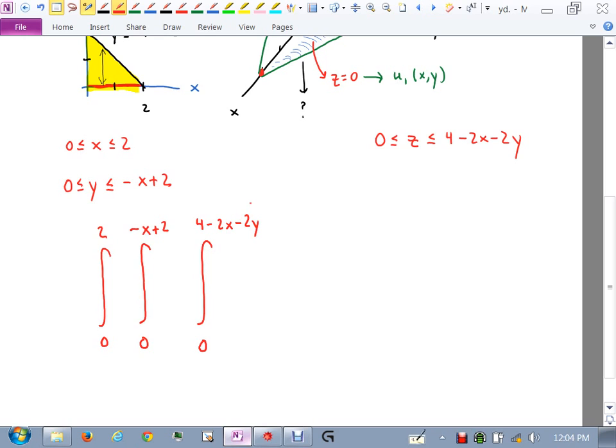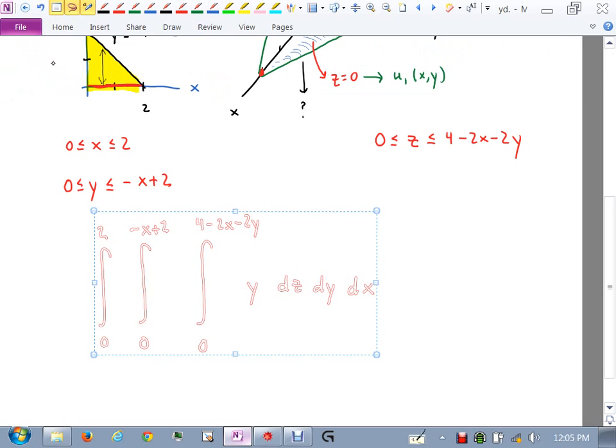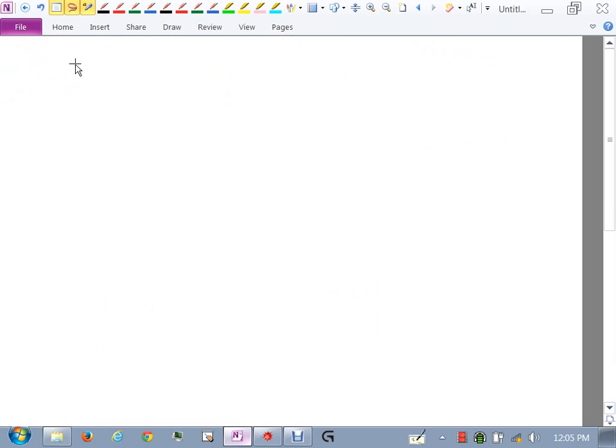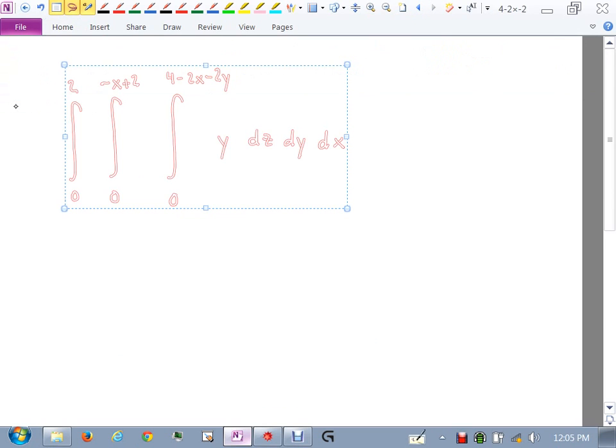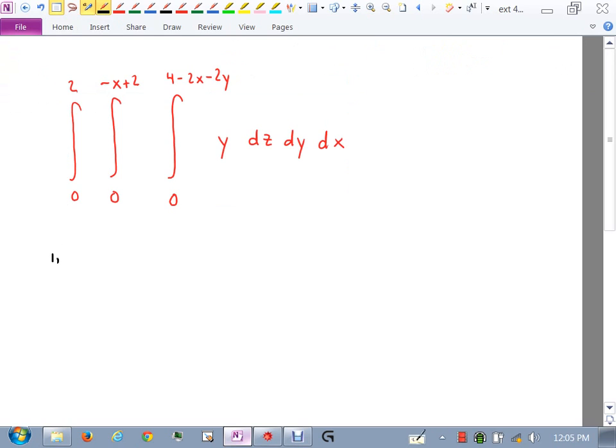And what are we integrating? y dz dy dx. So I would start with the inner one. I think I'll just get this started. I'll just do the inner one and let you do the rest.